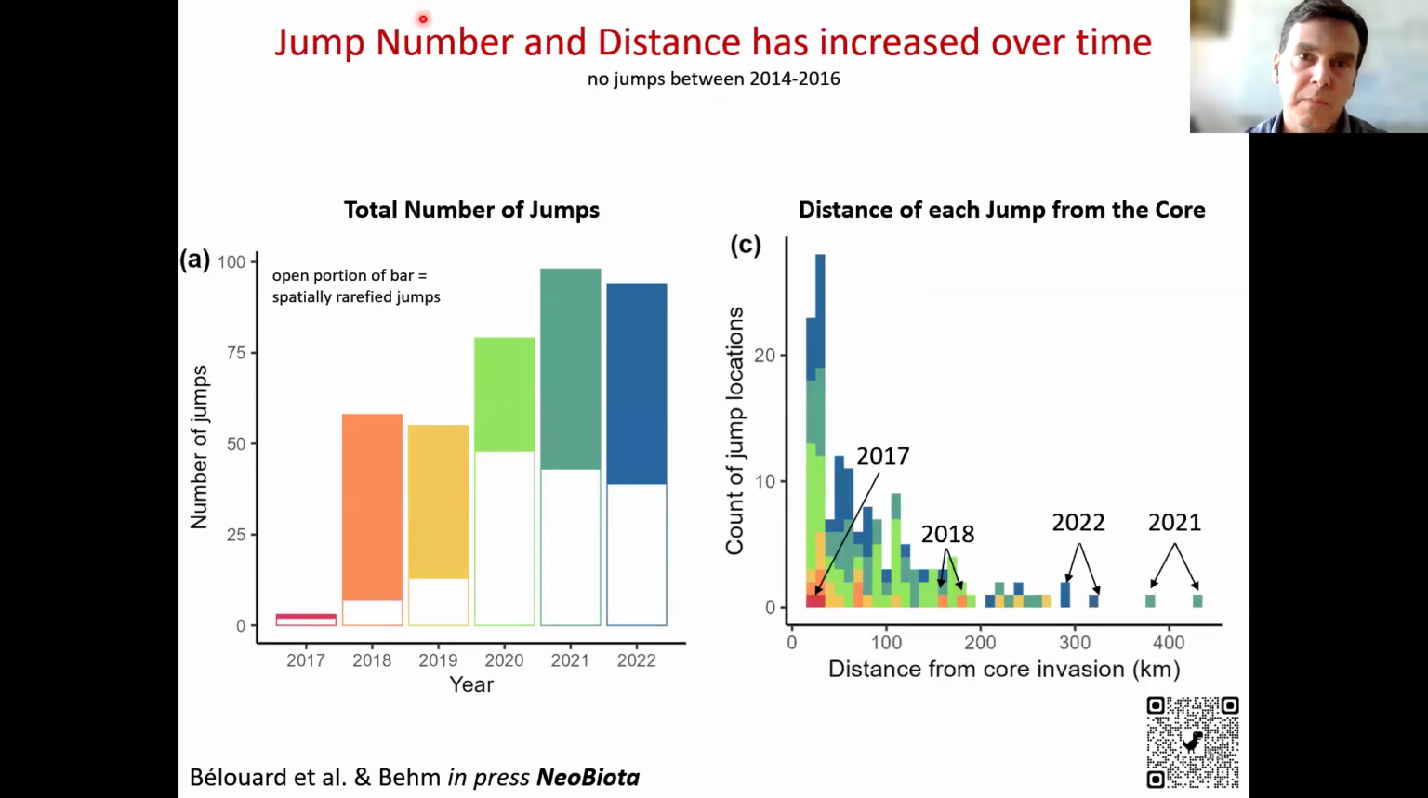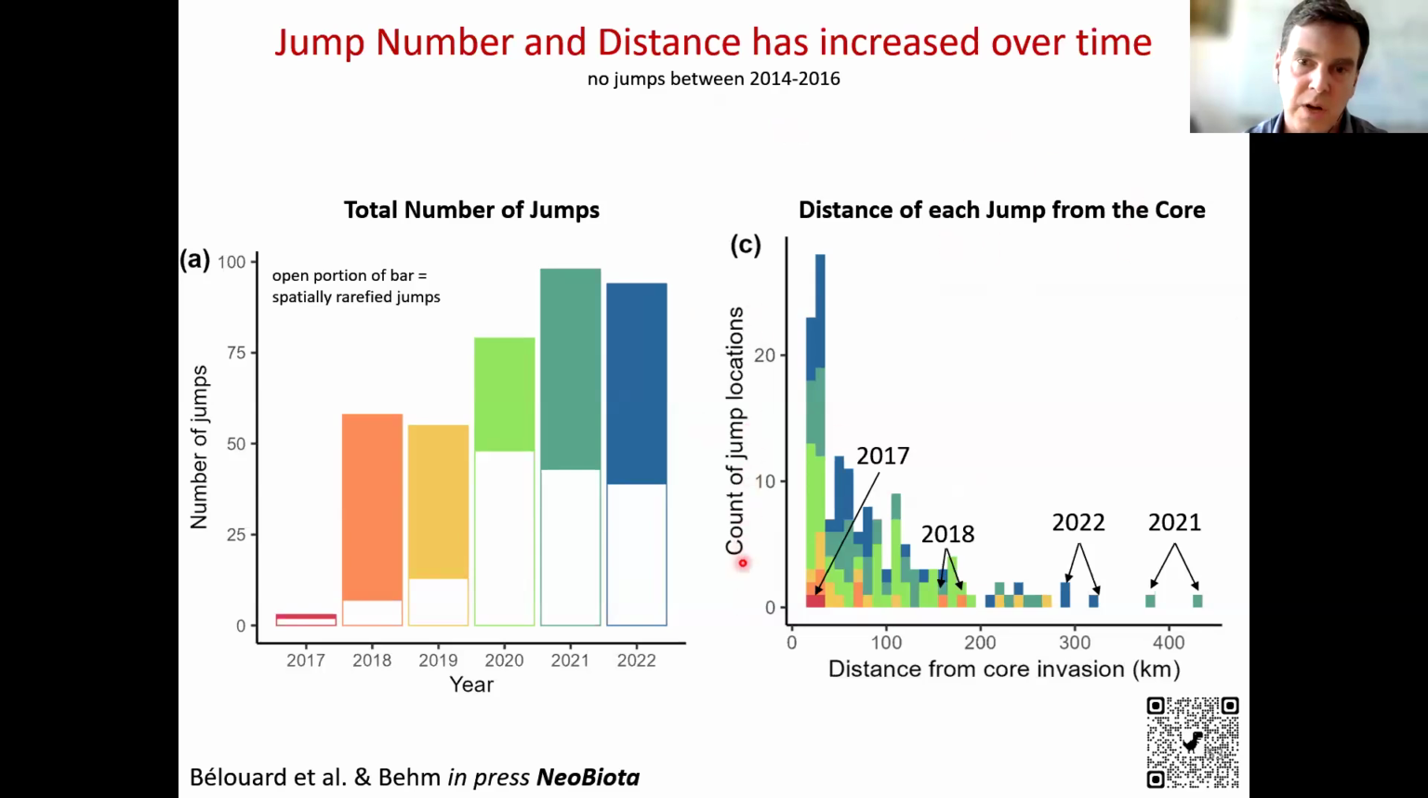Also, jump number and distance have increased through time. So remember, there were no jumps between 2014 and 2016, so we're looking at the jumps in 2017 through 2022. The number of jumps has been increasing through time here, and we looked at both the spatial rarefaction versus not. And then the distance of each jump from that core has also increased.